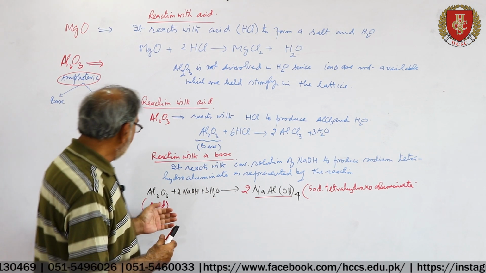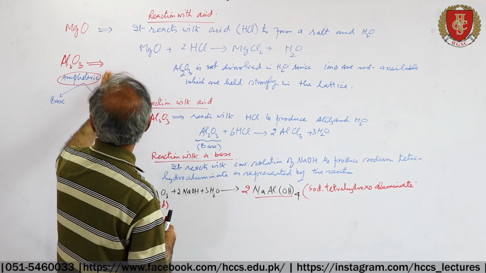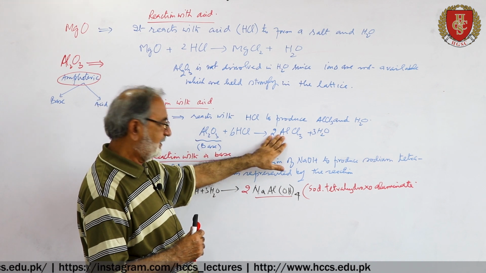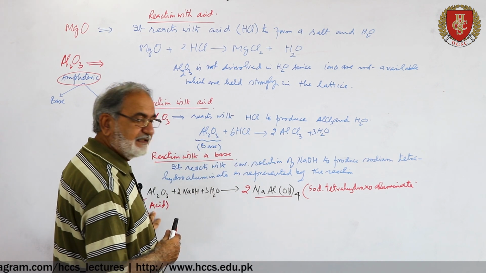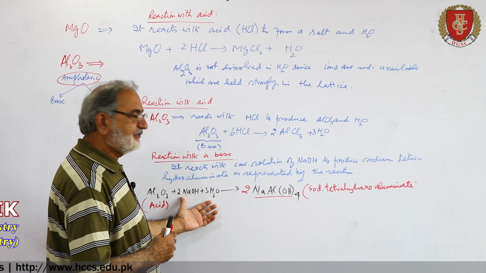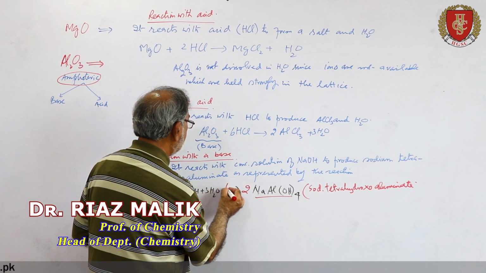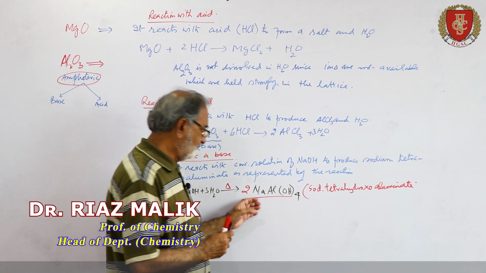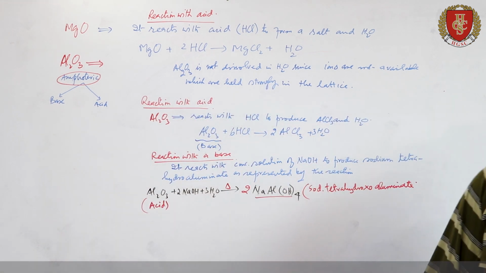As you know, this is amphoteric. So it combines both with the acid to produce salt and water, and here it is acting as an acid with the concentrated solution of sodium hydroxide. On strong heating, it produces sodium tetrahydroxoaluminate.